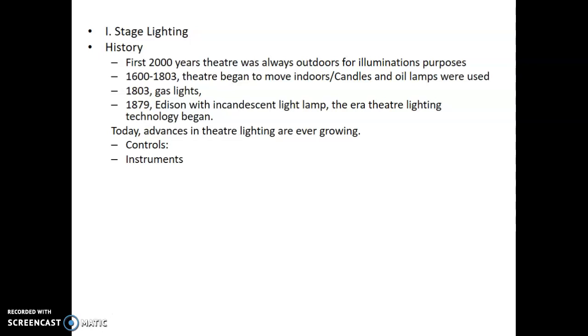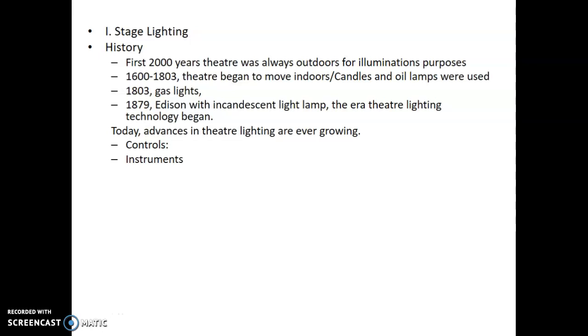From the 1600s, thereabouts, to around 1803, theater began to move indoors in a more common way. They didn't have retractable roofs and things of that nature, but going indoors, candles and oil lamps were there so that candles could keep burning and keep light happening inside the theaters. This was pretty amazing because it allowed people to be inside. Things could happen at nighttime, when people were usually not working, and they could have that as their evening entertainment.